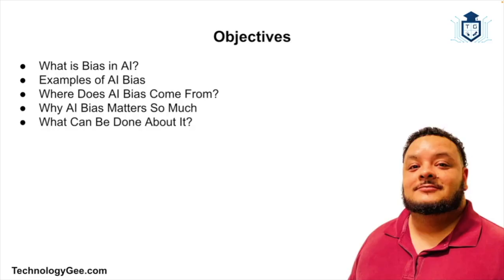In this video, we're going to explore what bias in AI actually means, where it comes from, how it can lead to discrimination, and most importantly, what can we do about it? Whether you're building AI systems or just using them, this is a topic that you need to know. So, let's go ahead and break it down.